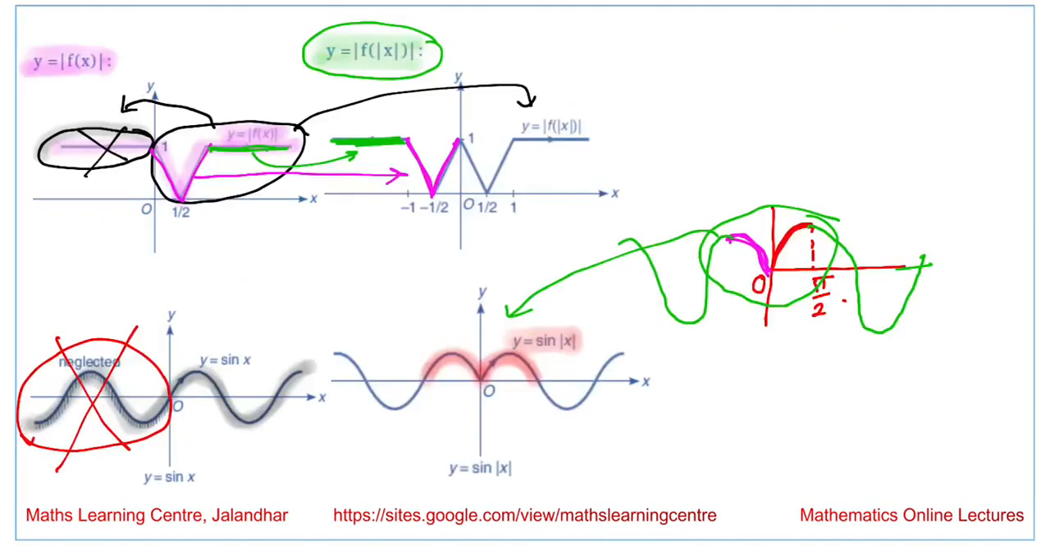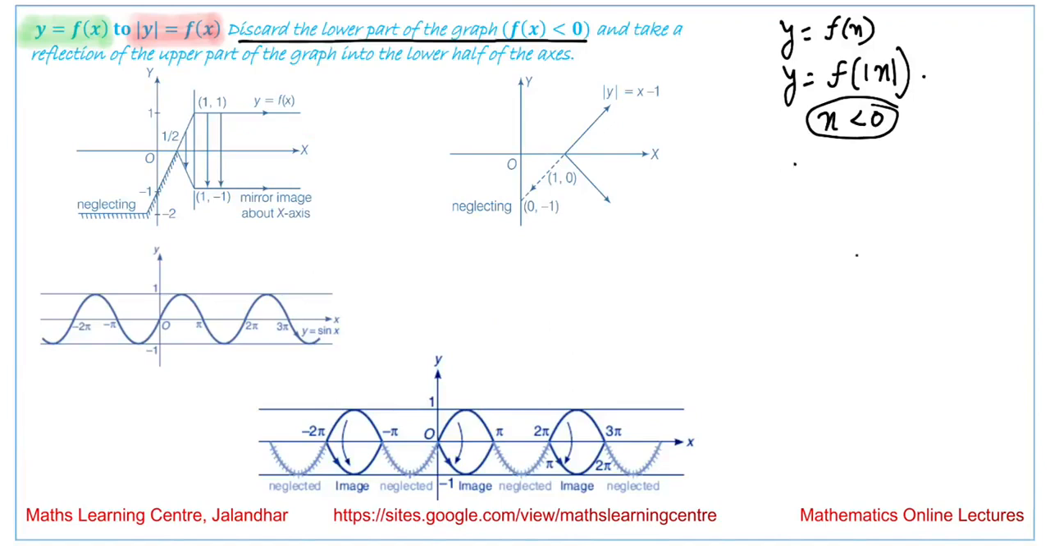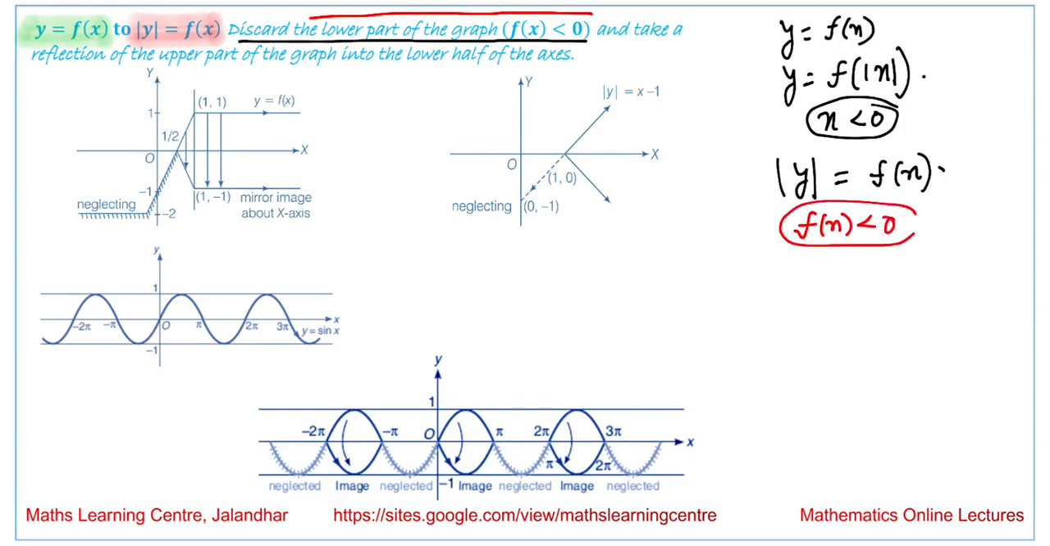Now we are talking about the case when it is mod of y is equal to f of x. So what we have to do is neglect the lower part of the graph, that is, the part for which f(x) is less than 0. We have to neglect this part, and take the reflection of the upper part of the graph in the lower half of the axis. So this thing is explained over here with an example.